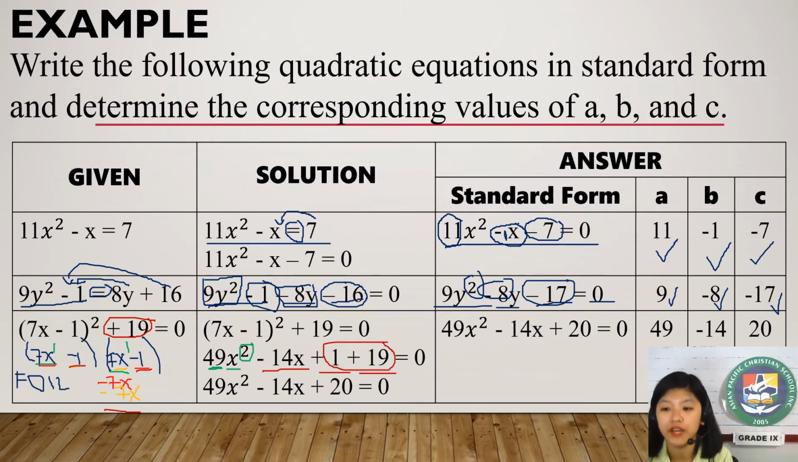Third term. And 1 plus 19 will give you 20. Then copy 49x squared minus 14x. So ito na yung ating standard form. Ngayon, since standard form, hanapin na natin yung values ng A, B, and C. So since 49x squared, ang value ni A ay 49. Kaya ito 49. Next, we have yung value ni B, negative 14x. So we have negative 14. And value ni C, we have positive 20. That's why it's 20. Next one.